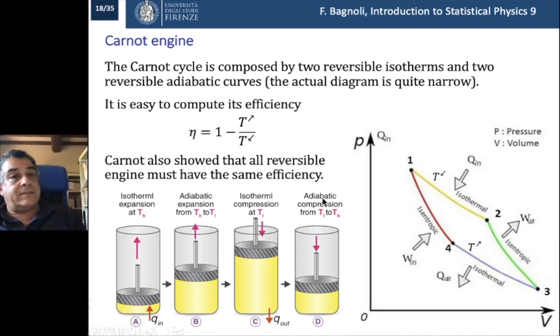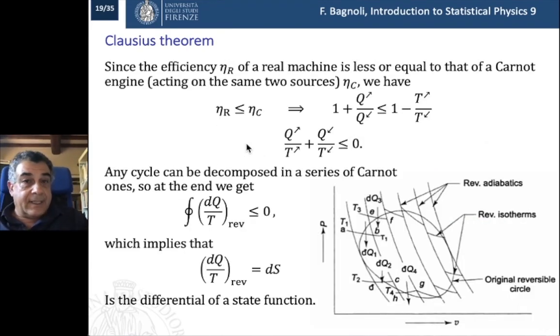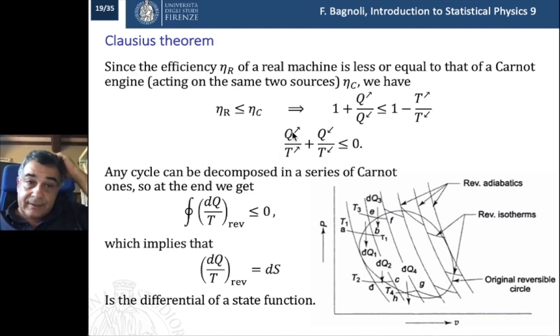So essentially, all reversible engines acting on the same heat sources have the same efficiency as the Carnot engine. And so this is not only the efficiency of this Carnot engine, but of any reversible engine working on these temperatures. Now, what I can do is manipulate the comparison between the efficiency of a real engine and the efficiency of a Carnot engine, which is this one, in order to obtain that the sum on the cycle of the heat transferred divided by the temperature at which this transfer occurs, the sum of all of this, is less than zero.